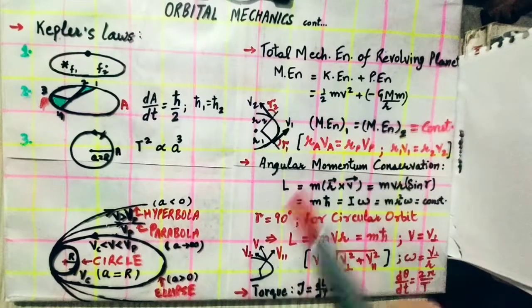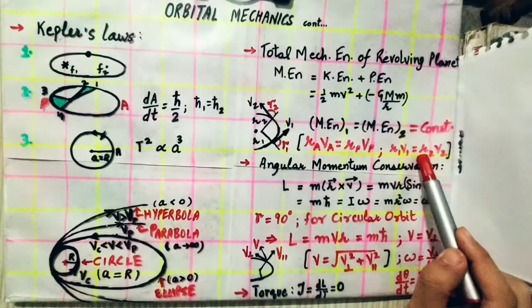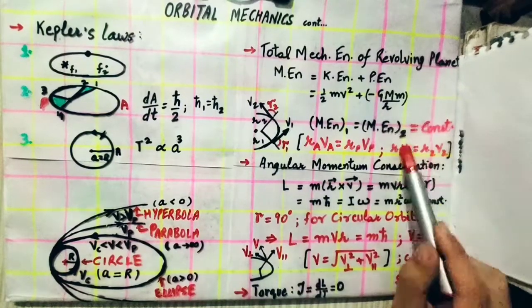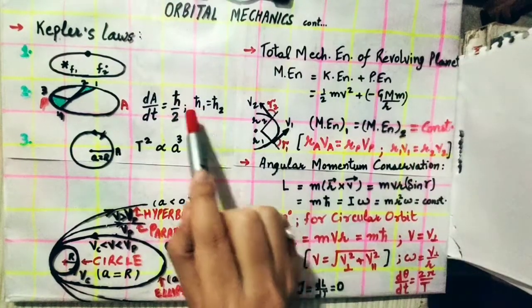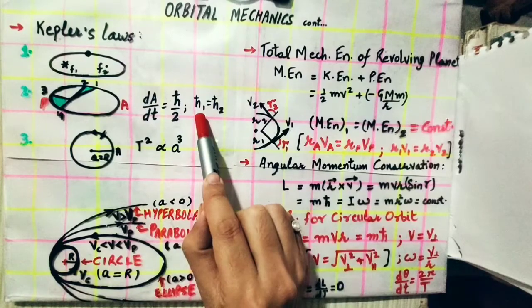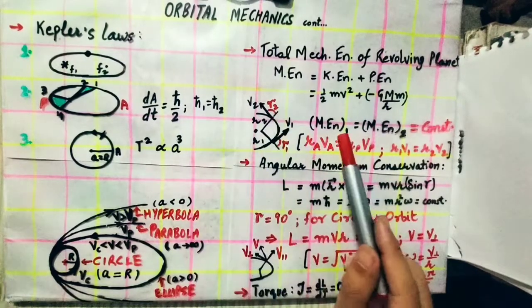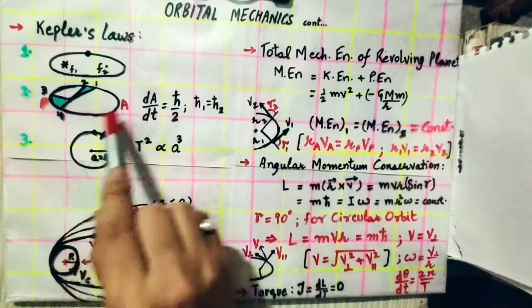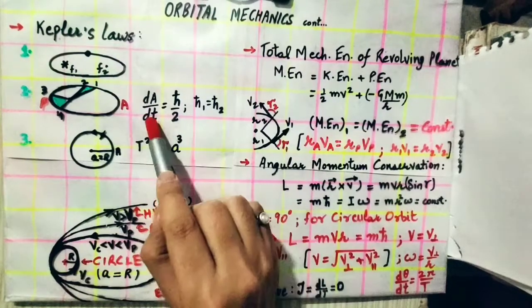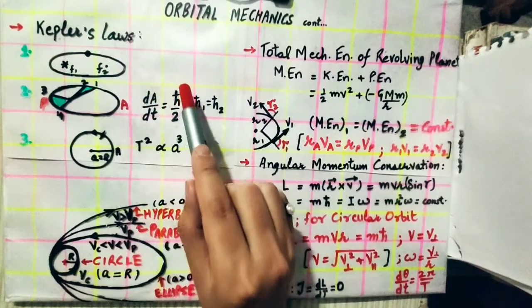And therefore at any point we can say r1 v1 equals r2 v2, which is actually the angular momentum per unit mass, as we have seen over here. Here h is the angular momentum per unit mass. h1 at point 1 and h2 at point 2 will both be the same because angular momentum remains conserved. That's why we can place any number of satellites in the same orbit. And dA by dt, the amount of area swept, is equal to the angular momentum per unit mass divided by 2.